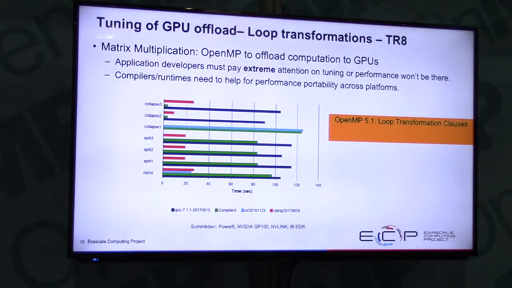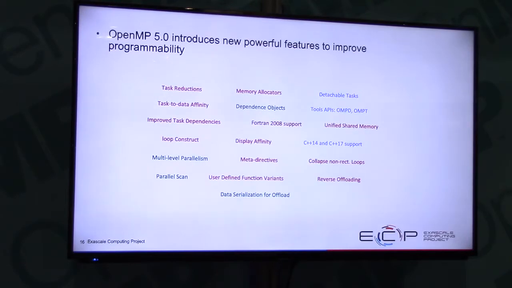Tuning is very important, especially in the context of schedules and loop transformations for the GPU kernels or the target kernels. And we need to have better mechanisms to find ways to tune the codes so that we can get the best performance possible. In OpenMP 5.0, we have new capabilities that are going to start addressing this.